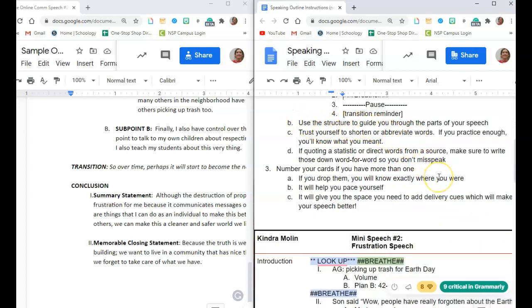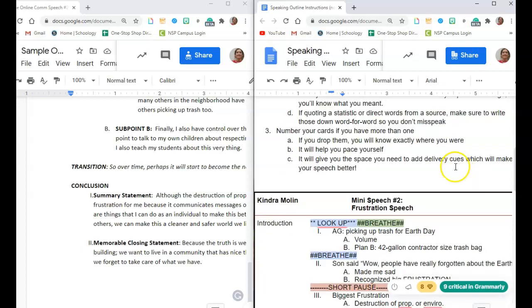Use the structure to guide through the parts of your speech. Trust yourself to shorten or abbreviate words. If you practice enough, you'll know what those shortened abbreviations mean. If you are making a direct quote or using a statistic, you'll want to make sure you write the entire thing down word for word so you don't misspeak. You'll also want to make sure that you put a number on your cards if you have more than one. That way, if you drop them, you'll know how to put them back in order. It will help pace yourself, and it will give you the space that you need for delivery cues, which will make your speech much better.